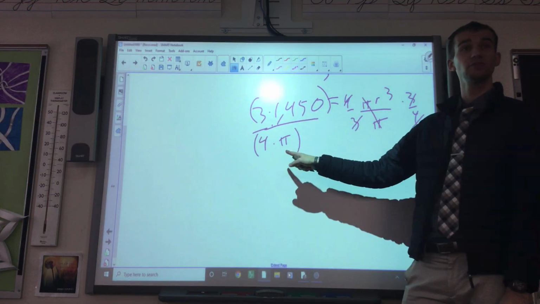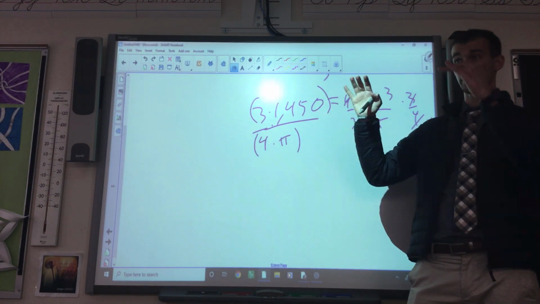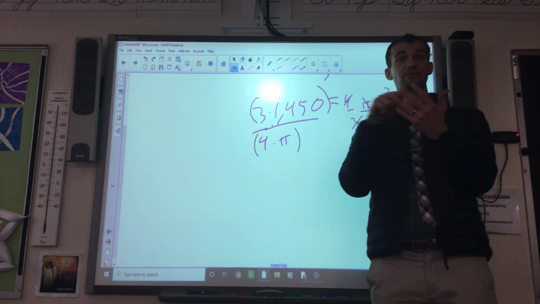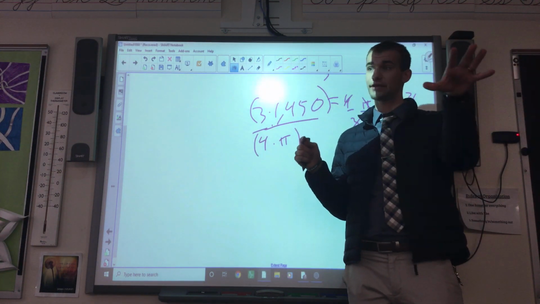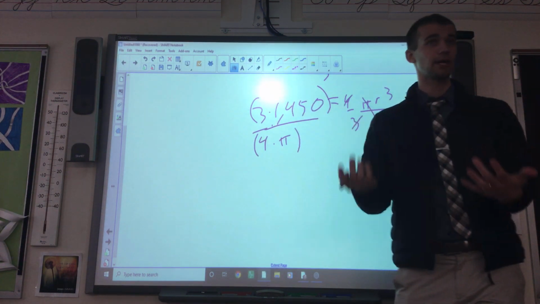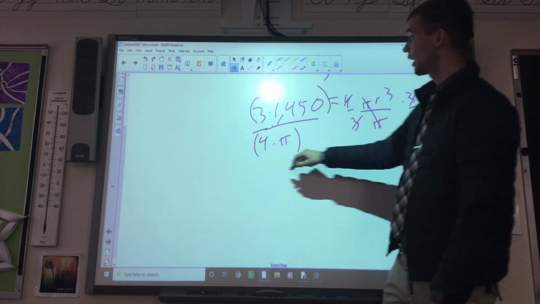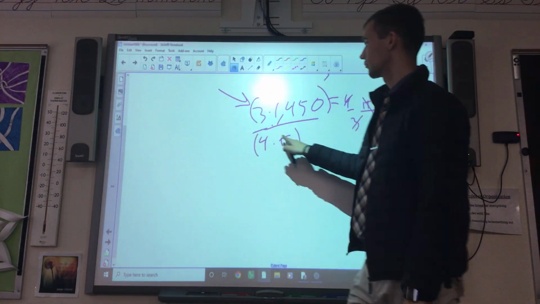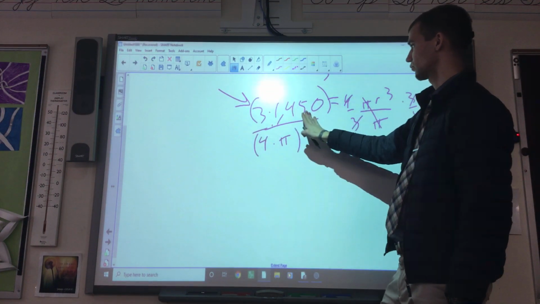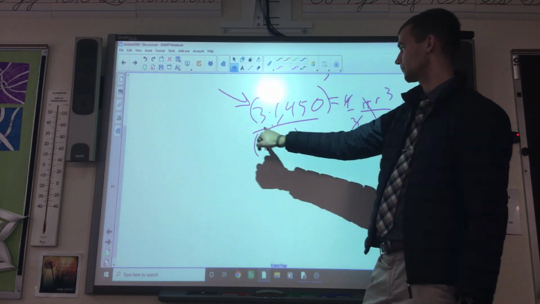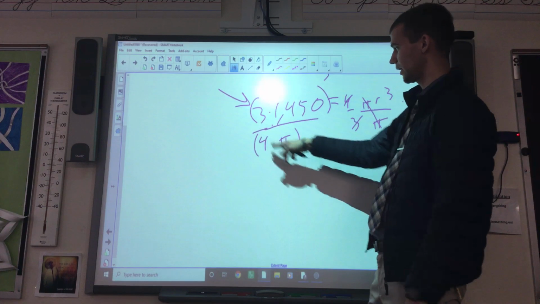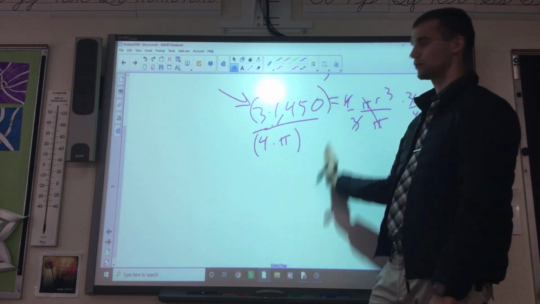This is my recommendation because in high school, you're going to have to know how to use parentheses. You're going to put a lot of stuff into your calculator and just have it spit out the answer. You don't have to do everything by hand, but you do have to know how to use the calculator. So I would encourage work like this. Put a parenthesis, 3 times 1,450, end parenthesis, divided by parenthesis, 4 times pi, end parenthesis.